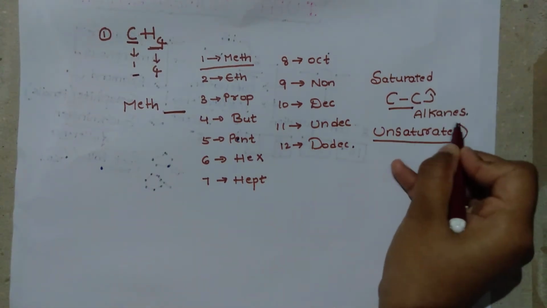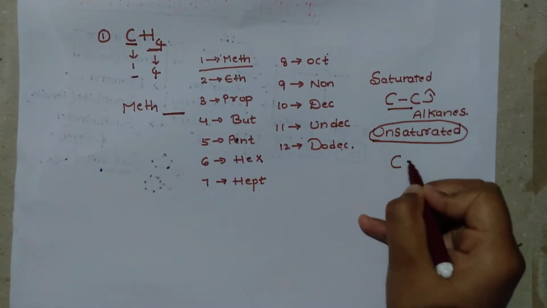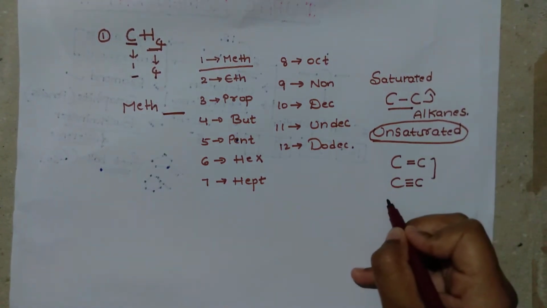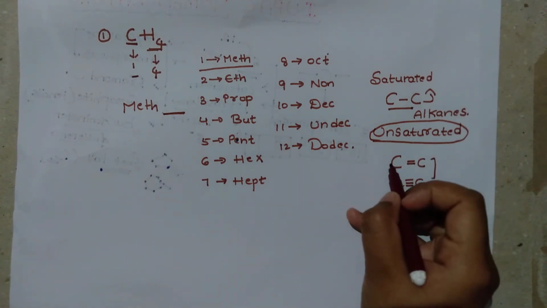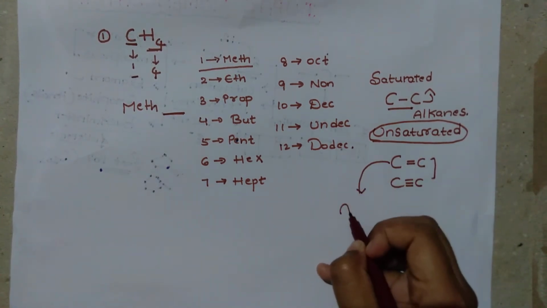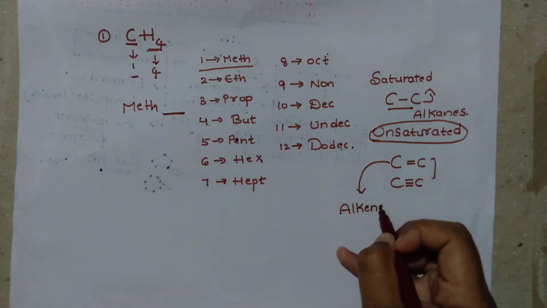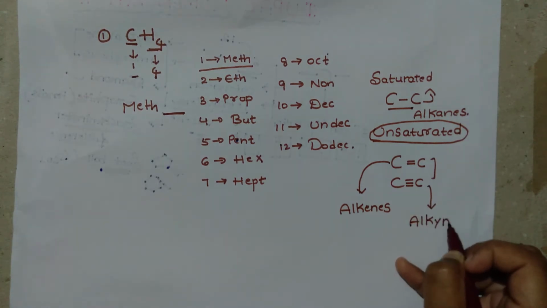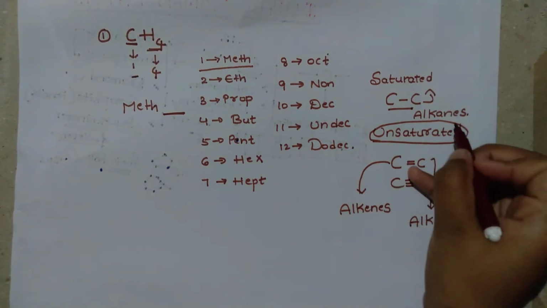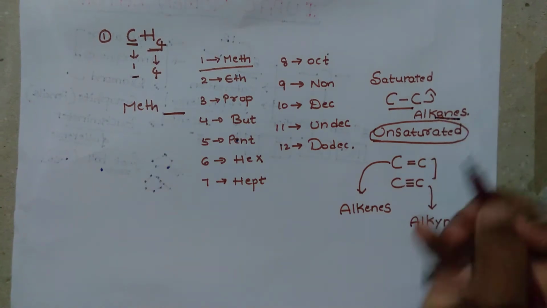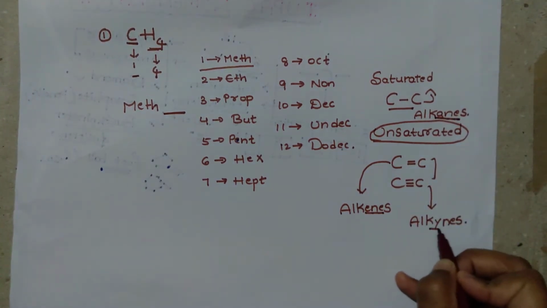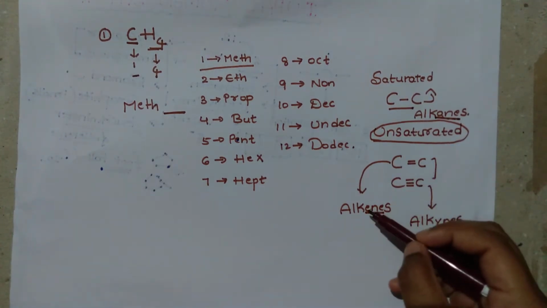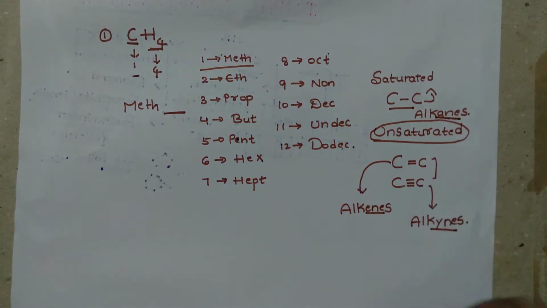Next, unsaturated hydrocarbons. If there is a double bond or triple bond between the atoms, they are called unsaturated hydrocarbons. If there is a double bond, it is called alkenes. If there is a triple bond, alkynes. So we need these endings: ane, ene, ine. Single bond, ane. Double bond, ene. Triple bond, ine.